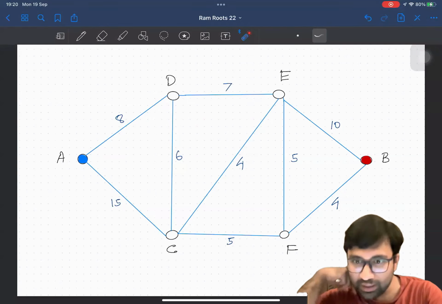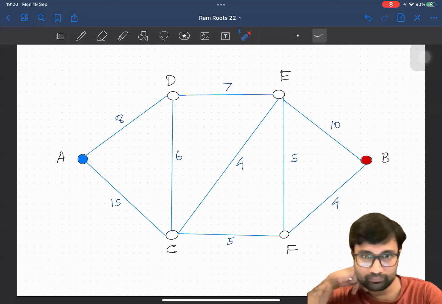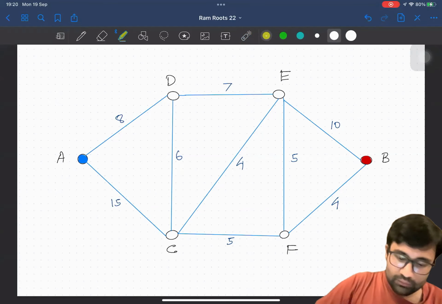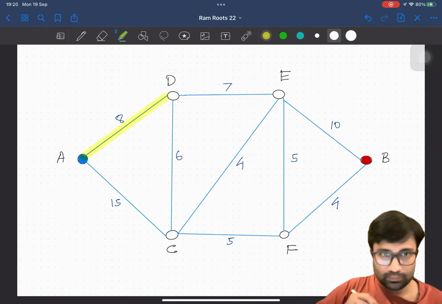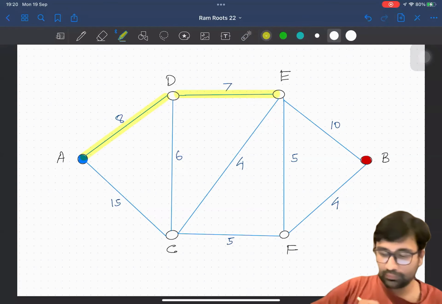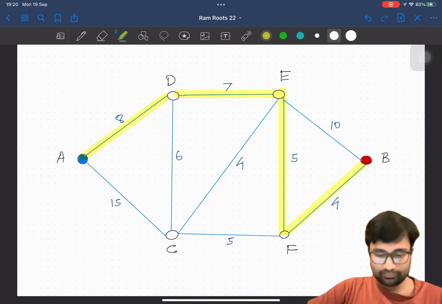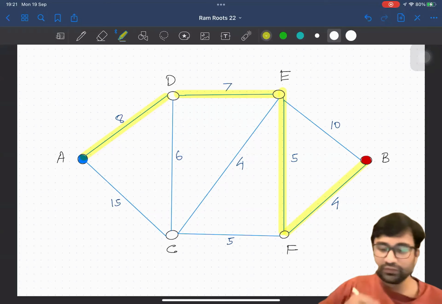Somebody wrote in chat, can you unmute and speak up if possible? Sir, from A, you can go to D. Okay, let me just draw what you're saying. So from A, you will go to D, and to E, then you'll go to F and to B. So how much time have you taken? Sir, 24. Sir, 24.